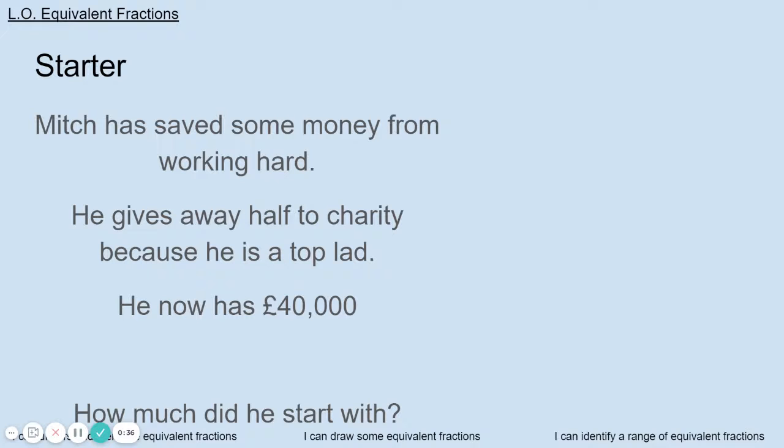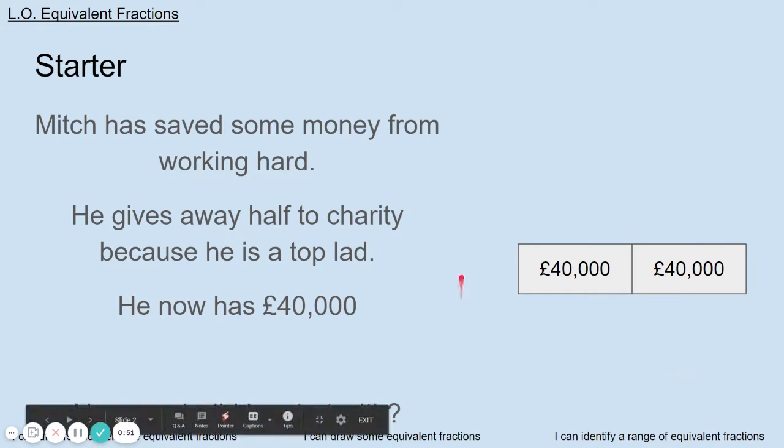You might be able to tell me that straight away. There's how much he's got left, and that is half of what he started off with. So how much did he have in the beginning? That's a bit easier now. That's how bar models make things easier.